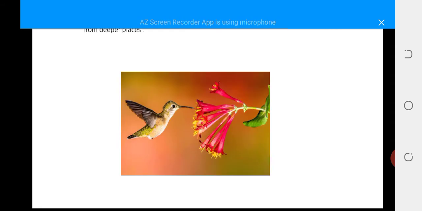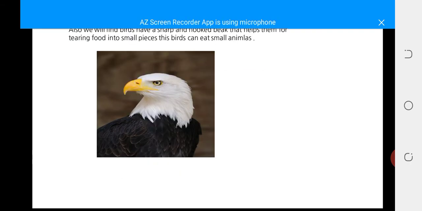Just look at this picture here. This bird has a long, thin, straw-like beak. It's good for sipping. That helps them to take things from deeper places. Look here at the picture. This bird is trying to take the nectar of the flower. So this is a long, thin beak.